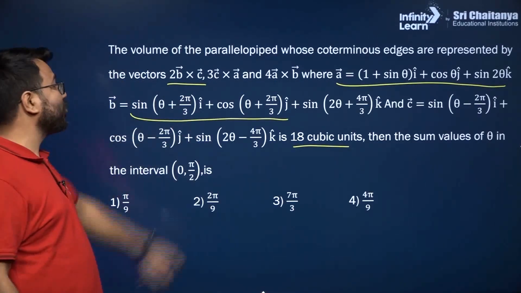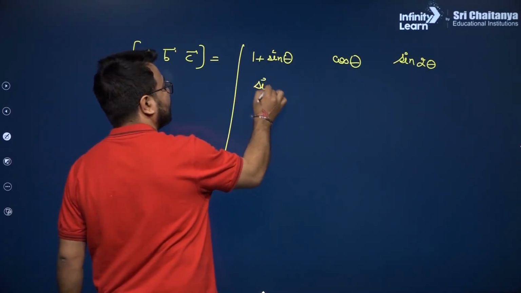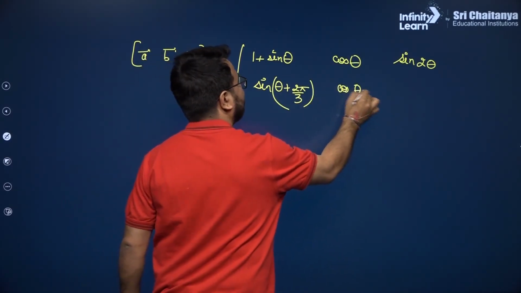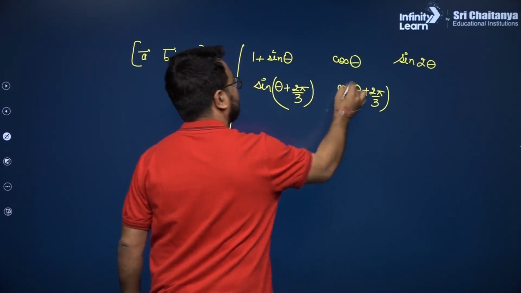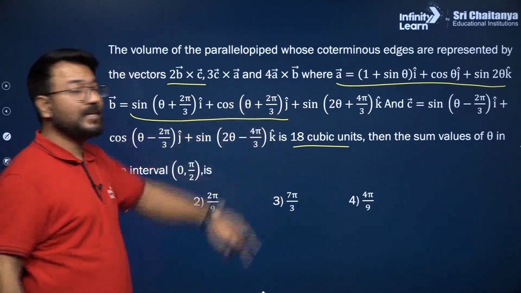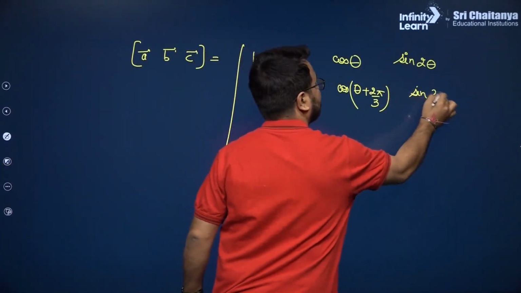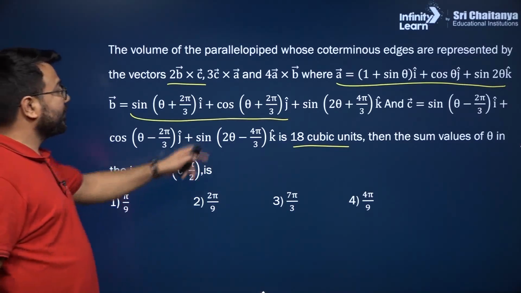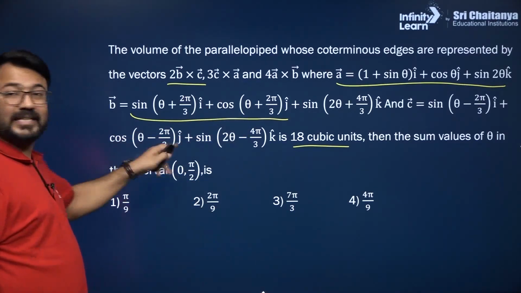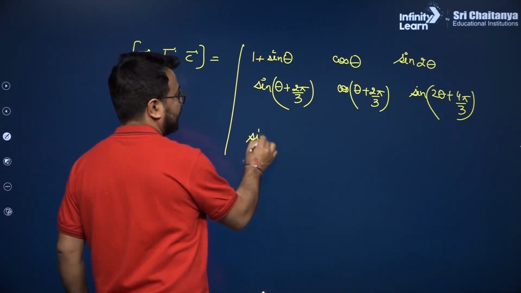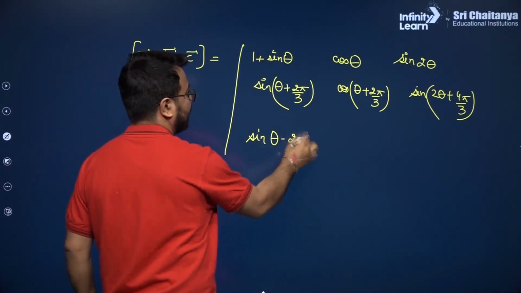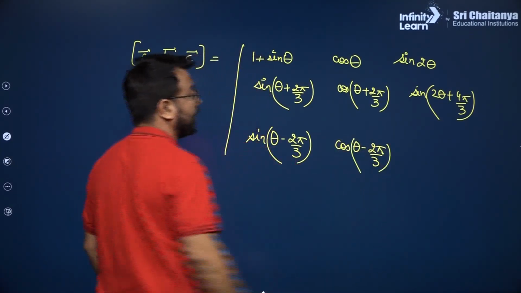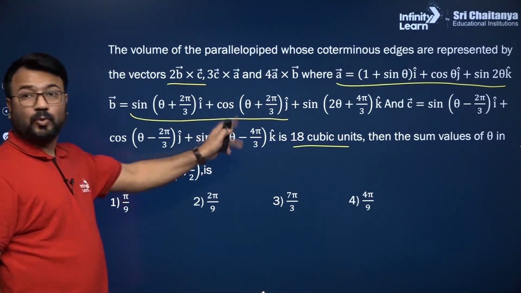Vector B: sine(theta plus 2 pi by 3), cos(theta plus 2 pi by 3), sine(theta plus 2 pi by 3), then we have cos(theta plus 2 pi by 3), and the last one is sine(2 theta plus 4 pi by 3). This is the second row. The third row is sine(theta minus 2 pi by 3), cos(theta minus 2 pi by 3), sine(theta minus 2 pi by 3), cos(theta minus 2 pi by 3), and the last one sine(2 theta minus 4 pi by 3).